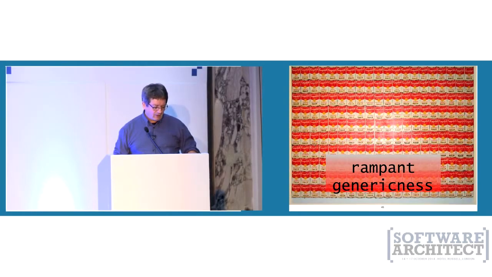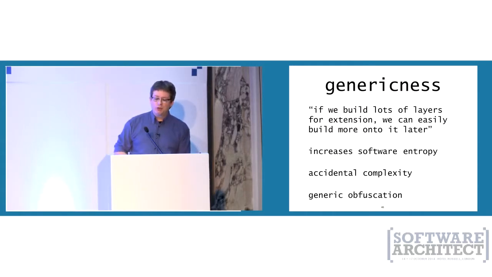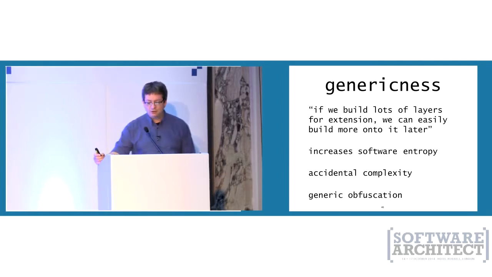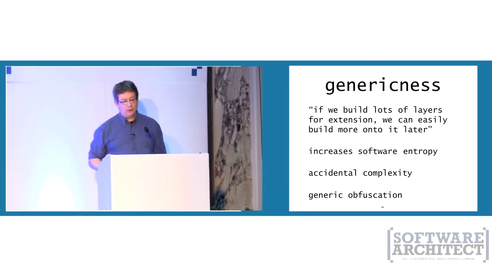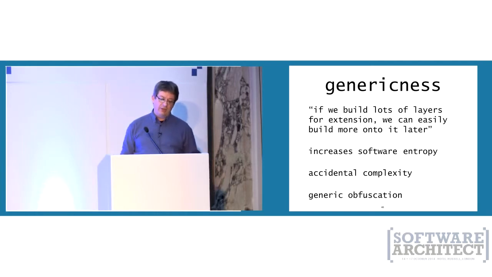The third thing that makes emergent design really difficult is rampant genericness. We have this attitude often architecturally that we want to build lots of layers for extension so we can easily build more into it later, the supposition being that all those extension layers are free, but very often they're not. The problem with this is it increases the complexity of software. Entropy is a mathematical measure of complexity, and if you're adding new features into your code that you know you don't need yet, then you're adding complexity early, and it is by definition accidental complexity because you're not using it yet. What it ends up doing is making your code base much, much harder to understand.